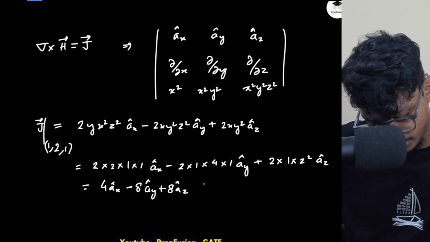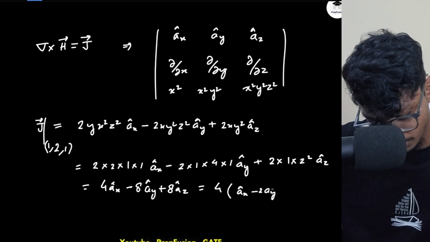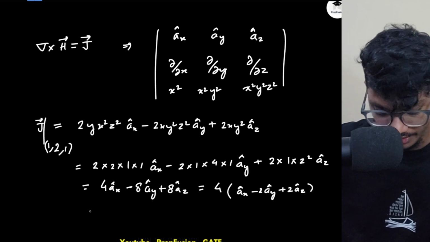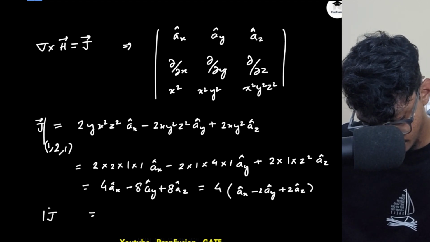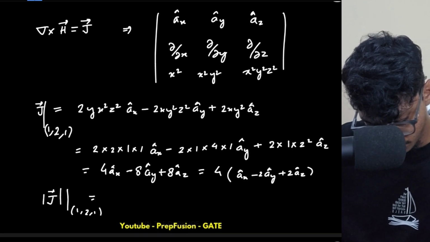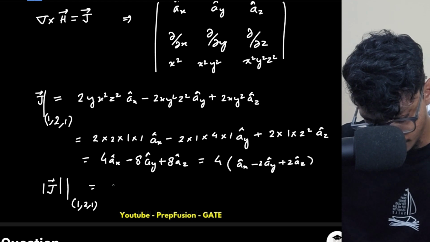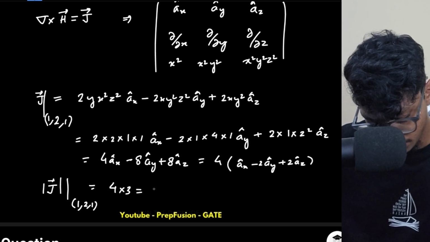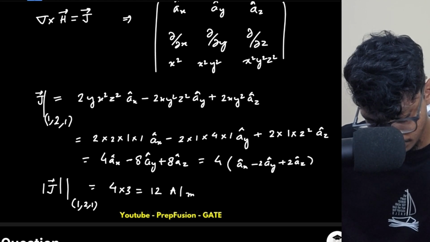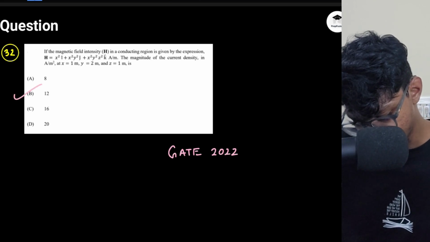Now if I find out the magnitude, if I take the 4 common, this will be ax minus 2 ay plus 2 az. So if I take the magnitude of J at point (1, 2, 1), it will be equal to 4 times 3. So this will be 12 ampere per meter square. Okay, so option B will be correct.